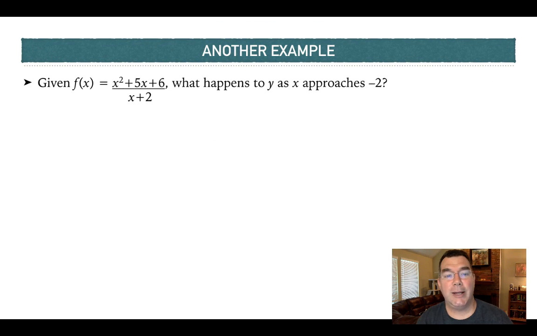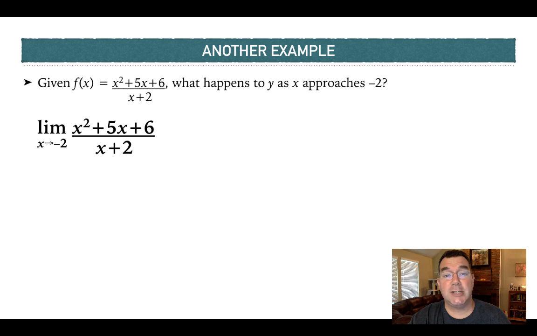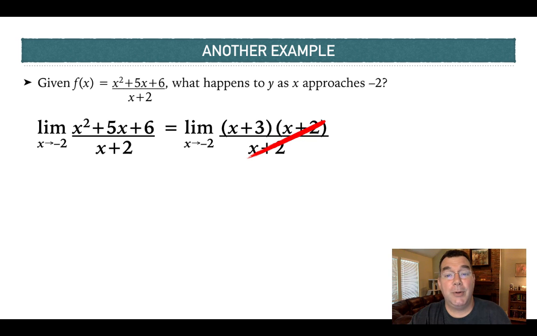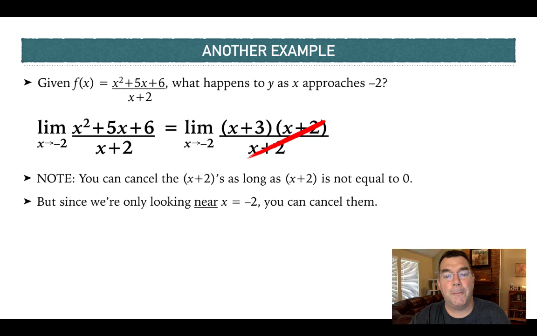All right, so in another example, if I have x squared plus 5x plus 6 all over x plus 2, what's going to happen to the y values as x approaches negative 2? Well, I can factor the top again into x plus 3 times x plus 2, and now the x plus 2's can cancel out. Remember that x does approach negative 2, but it's not equal to negative 2, so those factors aren't actually worth 0. They're worth something close to 0, and I can cross them out.